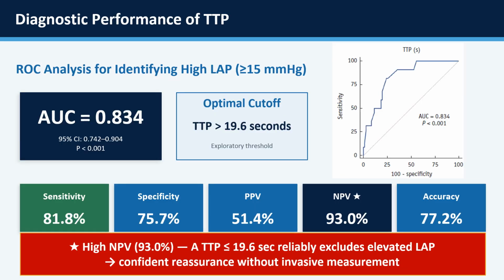Now let's talk about the diagnostic performance. Our ROC analysis showed an AUC of 0.8, indicating good diagnostic performance. We found the optimal cutoff for TTP greater than 19.6 seconds for identifying the high LAP. But the most valuable finding was the negative predictive value, 96%. This means if a patient has a TTP of 19.6 seconds or less, we can be very confident they don't have elevated LAP.